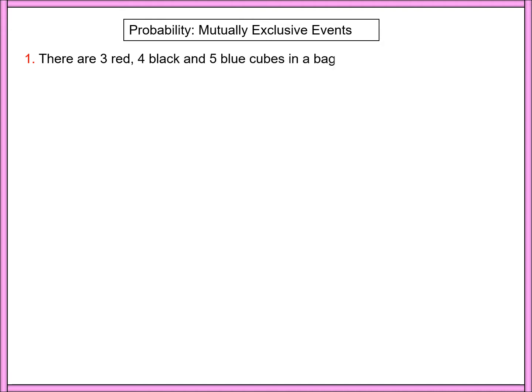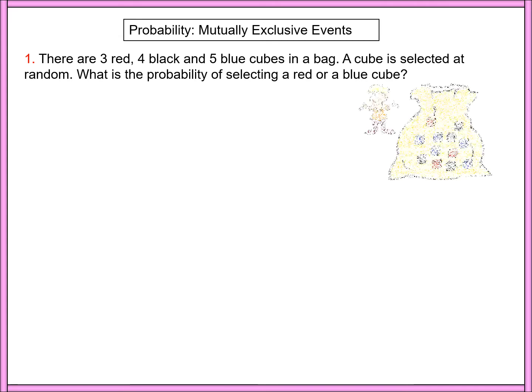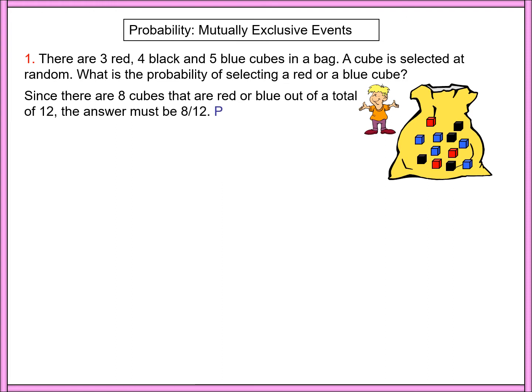There are 3 red, 4 black, and 5 blue cubes in a bag. The cube is selected at random. What is the probability of selecting a red or a blue cube? So there's the bag. It's got the 3 red, the 4 black, and 5 blue cubes in it. Since there are 8 cubes that are red or blue out of a total of 12 cubes, the answer must be 8 out of 12. So the probability of red or blue equals 8 out of 12.